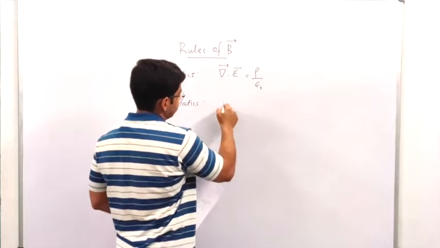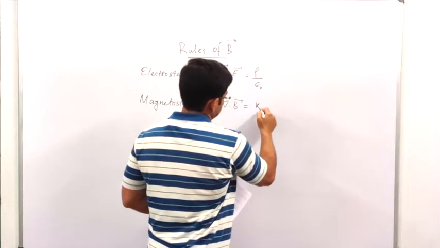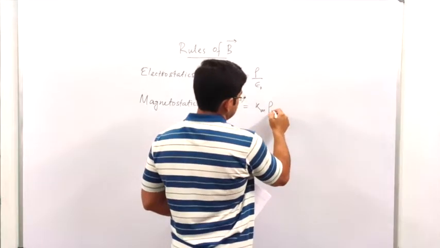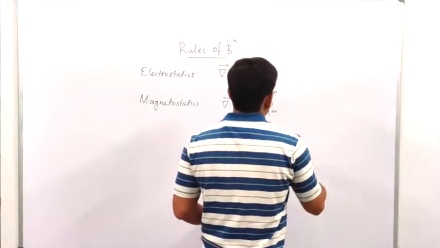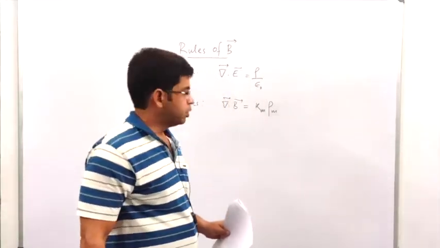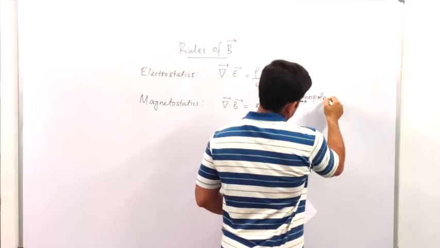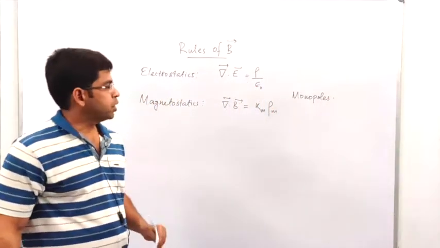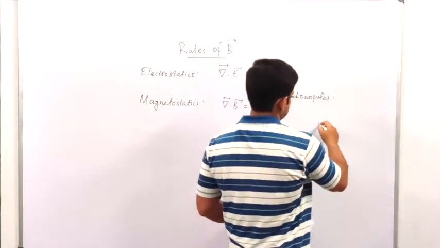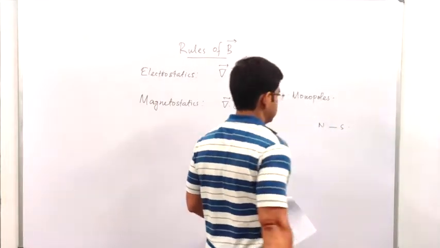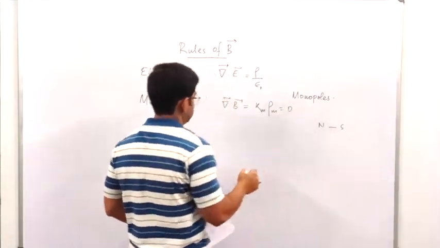using the field B, a constant Km multiplied by rho m. Rho m may be called a magnetic charge, or in real words magnetic monopoles. But you see, till date in experiments magnetic monopoles could not be discovered. Magnetic poles north and south always appear in pairs. So magnetic monopoles do not exist and the right side must be equal to 0.